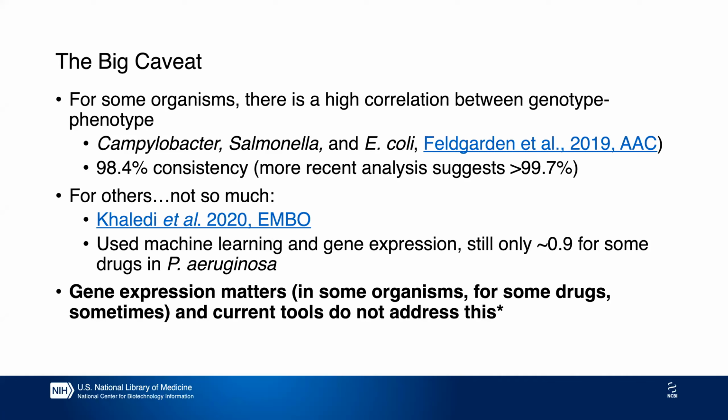And as was pointed out in the previous talk, a lot of the confounding issues can be gene expression. This matters in some organisms, for some drugs, sometimes. And the current tools really don't get at this very well, other than perhaps looking for point mutations in promoter regions. And another thing, of course, is when you have a drug that's just come to market, there may not be a lot of work done on what the resistance mechanisms are. So I think it's a mixed picture.